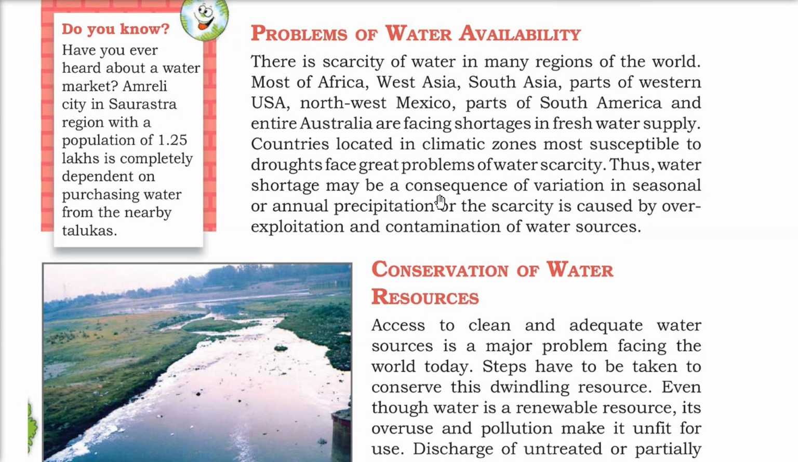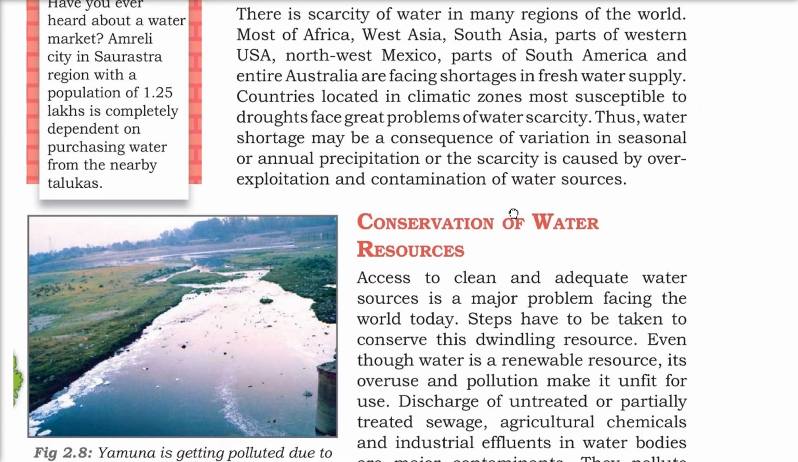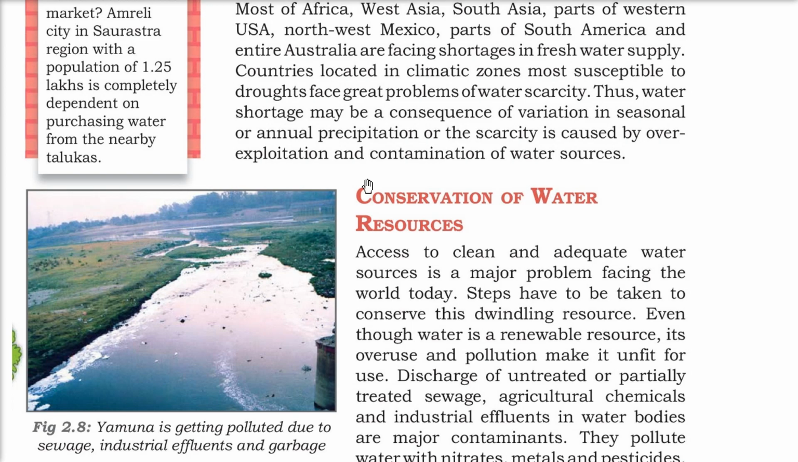We don't save water because water is available, but because fresh water to drink and use is limited. Countries located in climatic zones most susceptible to drought face great problems of water scarcity, as we always see in the news. Now, this water shortage may be due to various reasons: variation in seasonal or annual precipitation, or the scarcity is caused by overexploitation or contamination of water sources.